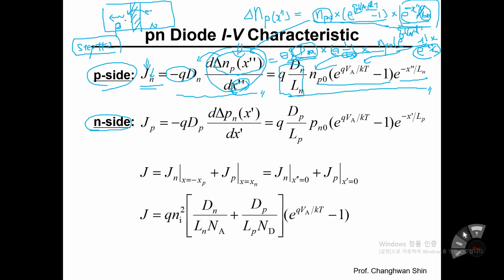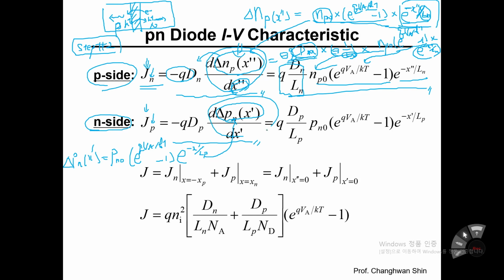Similarly, we can repeat the same work for the N side. N side means holes have been injected into the N side and they are going to be diffused out across the quasi-neutral region of the N side. So the hole diffusion current density is defined with this equation. So now you know the full equation for delta p_n of x prime. What was it? Yes, p_n0 times exponential qV_A over kT minus 1 times exponential minus x prime divided by L_p. So plug in this value into this term and take a first derivative with respect to x prime.